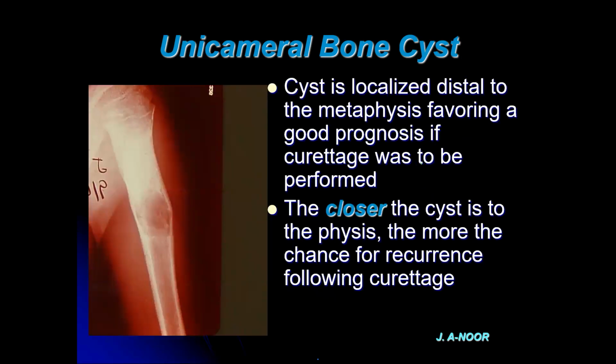This is a unicameral bone cyst. Where is it localized? It's localized down. This tells you that this child has a nearly closed physis, and the cyst is closing or filling up, which tells you that the chances for it to progress are less. The closer the unicameral bone cyst is to the physis within the metaphysis, the more likely it will be active and likely to progress. So don't forget this.